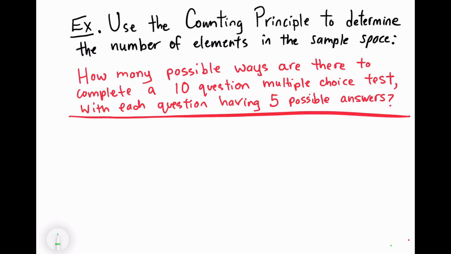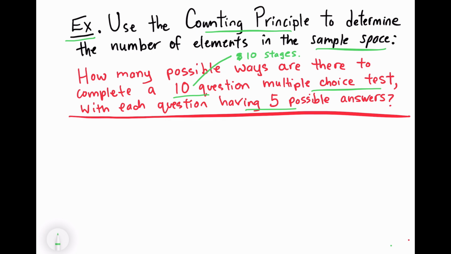So let's do an example. Using the counting principle to determine the number of elements in the sample space, how many possible ways are there to complete a 10-question multiple choice test with each question having 5 possible answers? This can be done with the counting principle if you think of each question as a stage. So this has 10 stages. The first question is like stage 1. The second question is stage 2, etc.